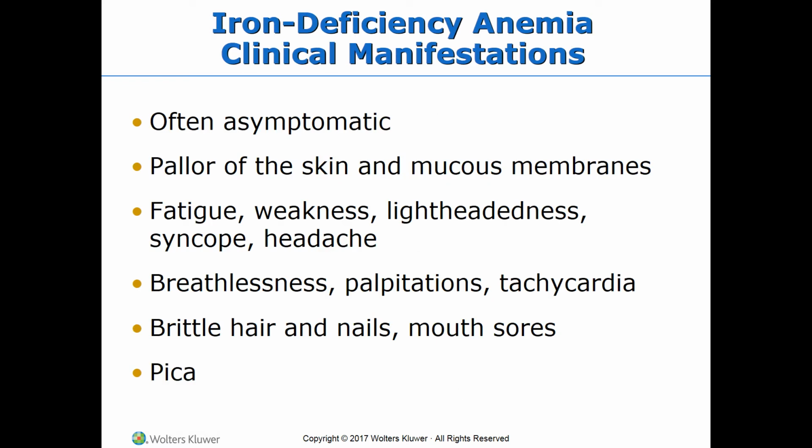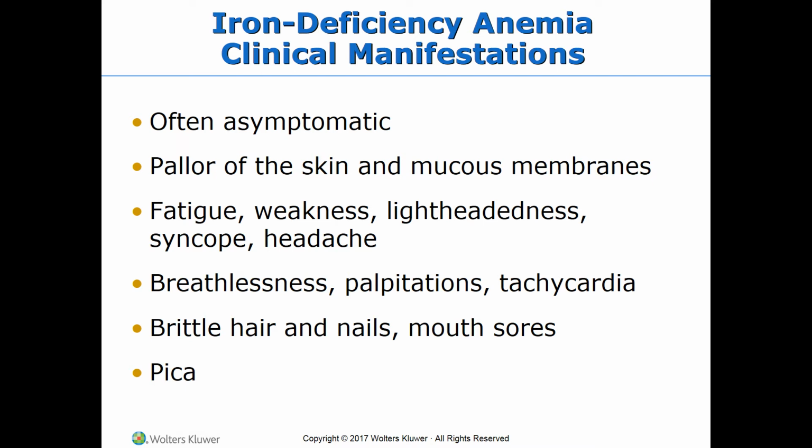Now, the signs and symptoms. Sometimes, especially when it starts, it can be asymptomatic. But as this anemia progresses, the person can have pallor in the skin and the mucous membranes, because the red blood cells will be pale as well at some point. They won't be as reddish as the other red blood cells. And the person is going to be weak, because you won't have enough transport of oxygen into the tissues, so the tissues won't function as well, including the neurons. So you have lightheadedness, the person can have syncope, and the person will have headache. Other clinical manifestations will be breathlessness, palpitations, tachycardia, brittle hair, nails, mouth sores, and pica.